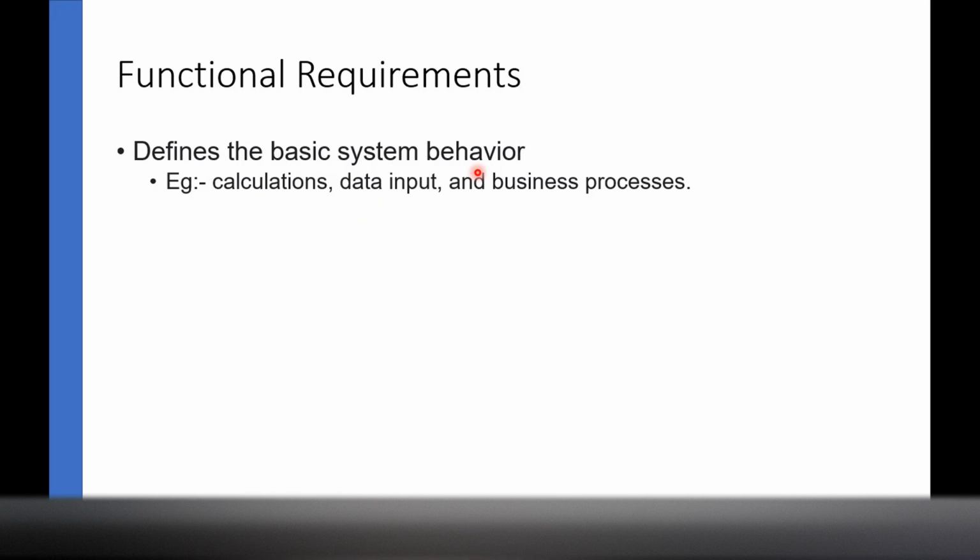Now, if you get any scenario, you should be able to figure out these functional requirements. What's the function, what's the activity happening in the system? It might be a calculation, it might be a data input, it might be a business process, or it might be some other kind of situation that interacts with the system as a function. So these are not the only three. You can find a lot of situations happening in systems. So that's a functional requirement.